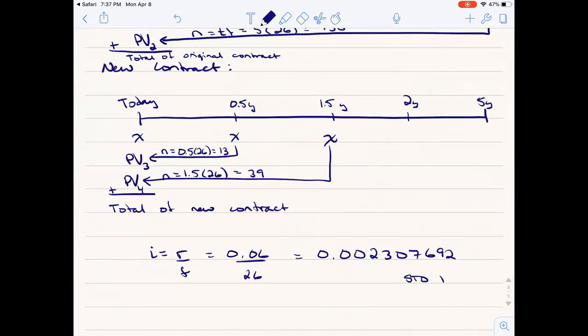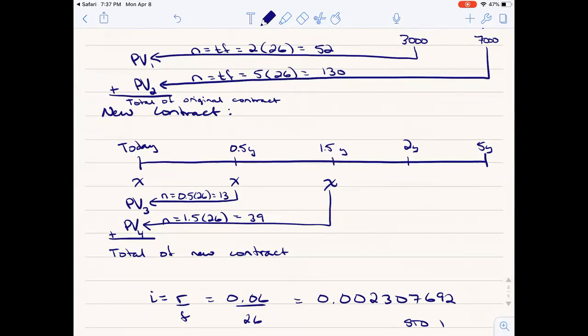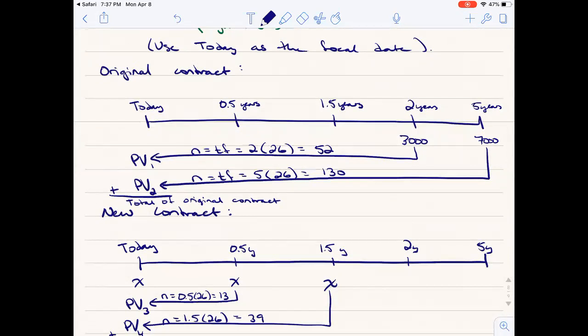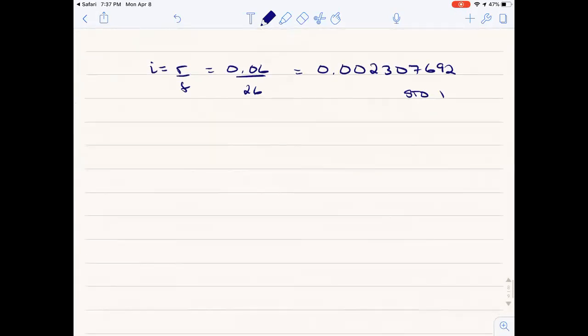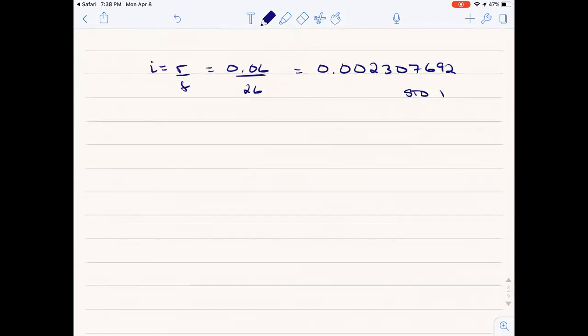Now we have all the components to do our calculations. As long as we keep track of which N goes with which present value and which future value goes with which present value, then we'll be safe. Okay. So present value 1, the formula is on your formula sheet, so we can just jump in and use it if we want to. It's the future value over 1 plus I to the power of N.